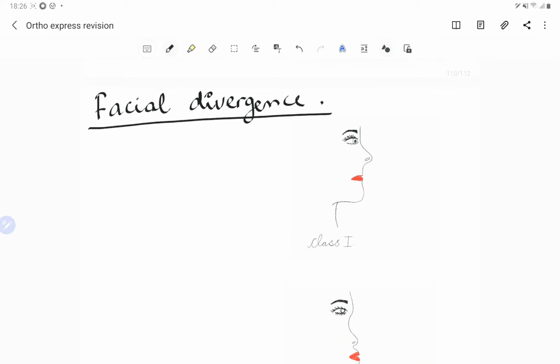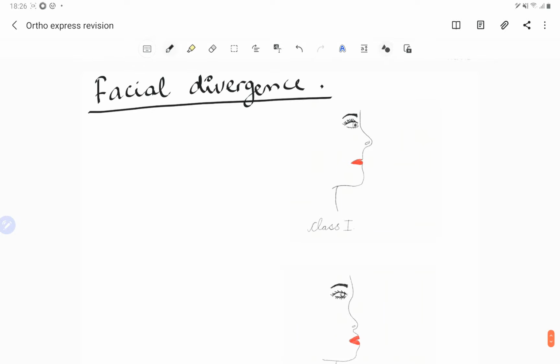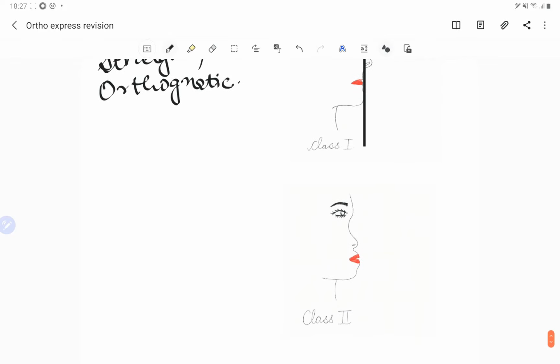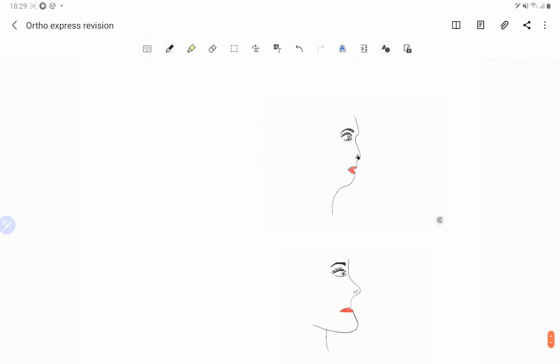As you can see here, we have a straight or orthognathic facial divergence. So the line between the forehead and the chin is straight, or it is perpendicular to the floor, we can say.